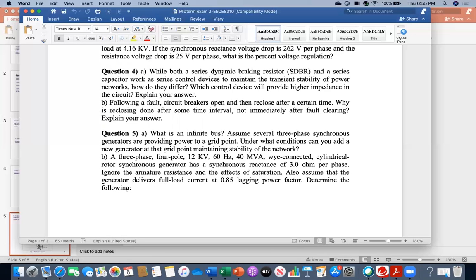So when you are connecting the series braking resistor, because this is simply a resistor, you are adding resistance in the system. A resistor cannot compensate the inductor, right? Inductor is inductor. The line has already resistance, plus you are adding another resistance, say SDBR. So you are increasing the total resistance, and that's how it reduces the voltage, stability is maintained, and it reduces the fault current.